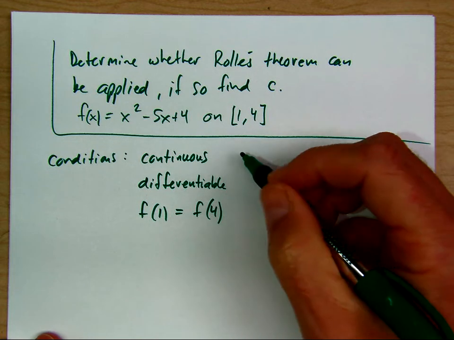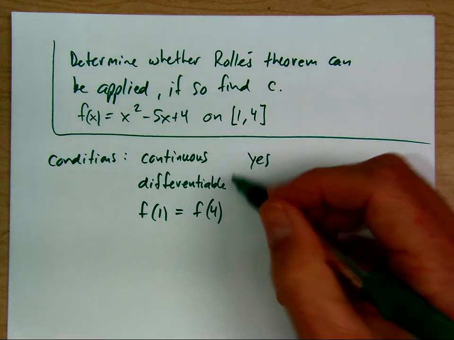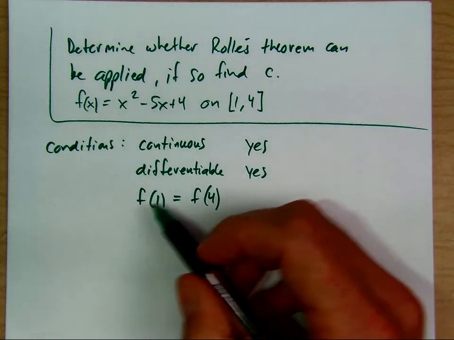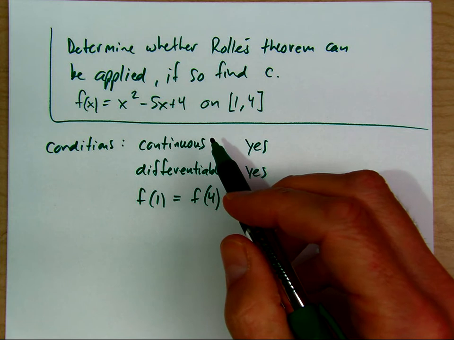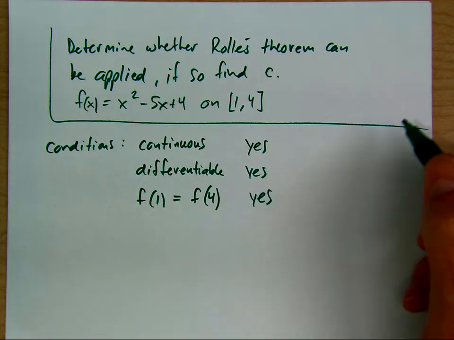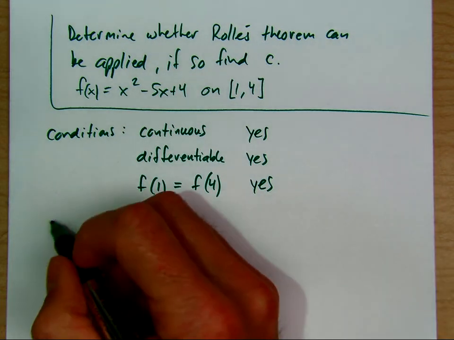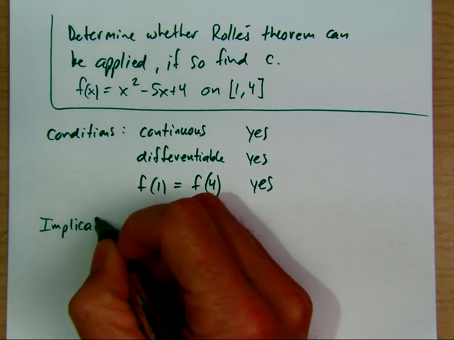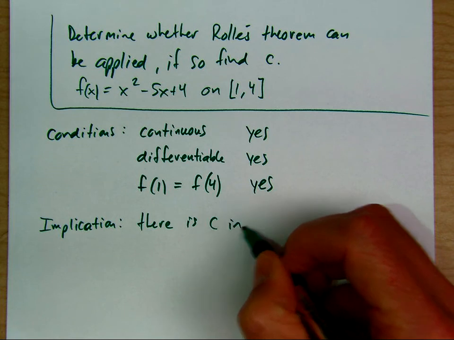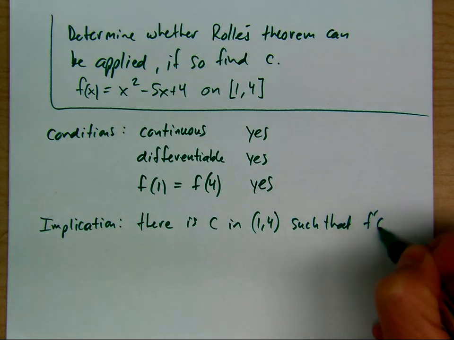So we have three things to check, and we say it is continuous because all polynomials are continuous. It is differentiable because all polynomials are smooth or differentiable. And then we check f of 1. f of 1 is going to be 0, and f of 4 is going to be 0. So this is true. Okay, and then we say what is implied by this: there is c in the interval 1 to 4 such that f prime of c is 0.